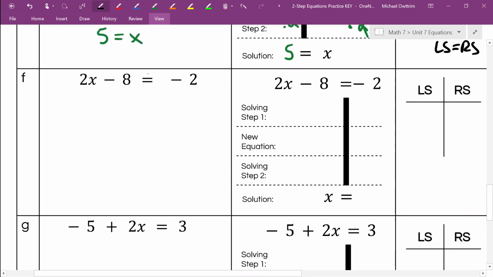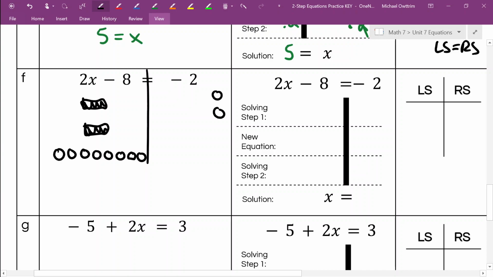In terms of question F, again, we're going to start by drawing our wall. We're going to draw our 2 x's and our negative 8, or 8 negatives. 3, 4, 5, 6, 7, 8 negatives. On the other side, we're going to draw our 2 negatives. Okay, and 2 rows with the x's.